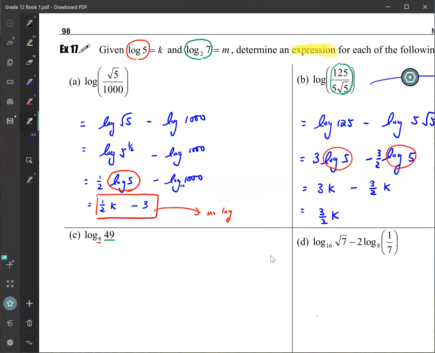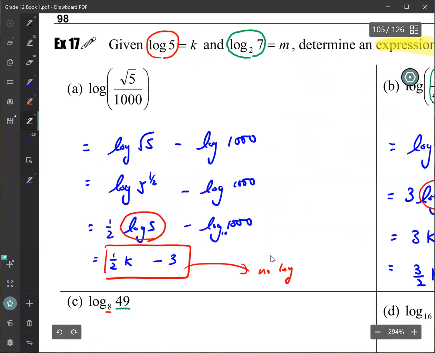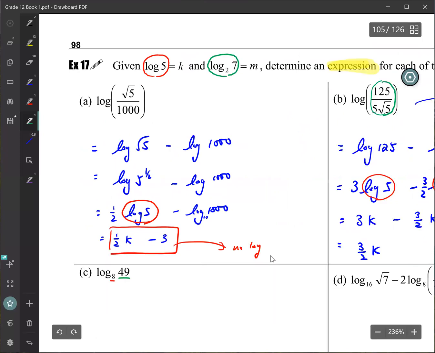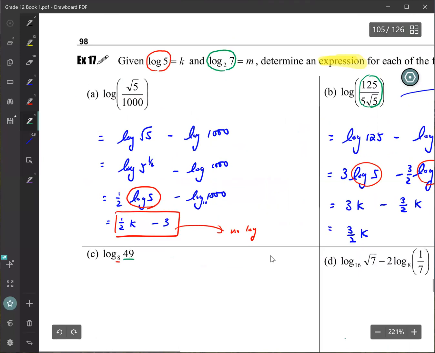And also another thing is the 5. Log 5 doesn't have a base, so it has a base of 10. So it's more unrelated to this one. Okay, so now if you want to use the M, it has to be base of 2. But then over here we have base of 8. That makes it impossible to turn it into M.